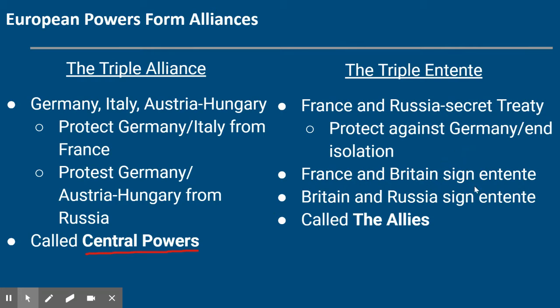France and Britain then sign an entente to work together because they're right across the channel from each other. And then Britain and Russia sign an entente with each other. This kind of brings them into an alliance accidentally. And from here on out, they are going to be called the Allies. That's all we're going to call them.